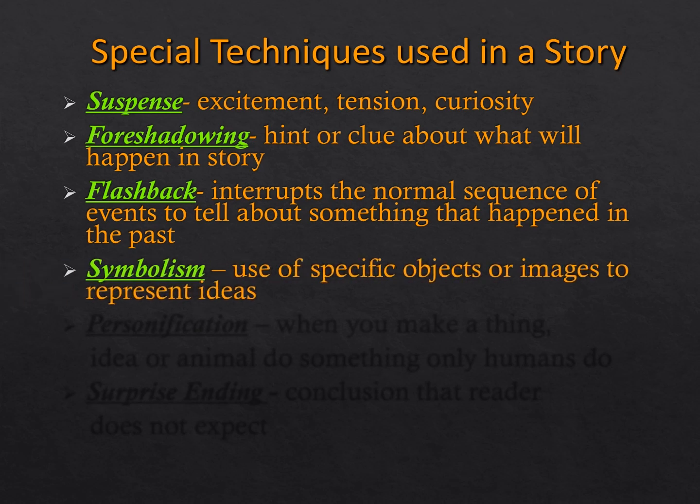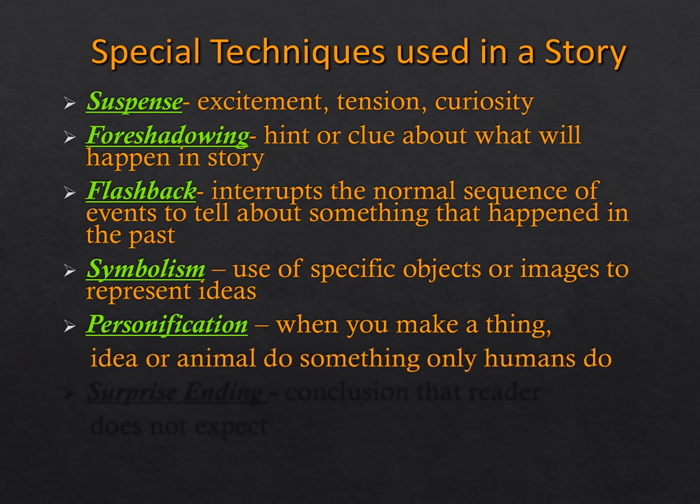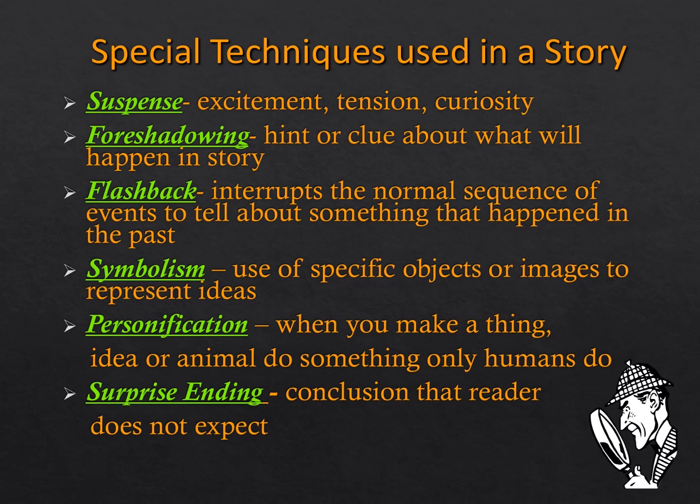We also have symbolism, which is the use of specific objects or images to represent ideas. Then personification, when you make a thing, idea, or animal do something only humans do. Then also the surprise ending, which is the conclusion that readers do not expect. So these are the special techniques used in the story. As you read stories, you will be able to identify these techniques as authors use them in a story.